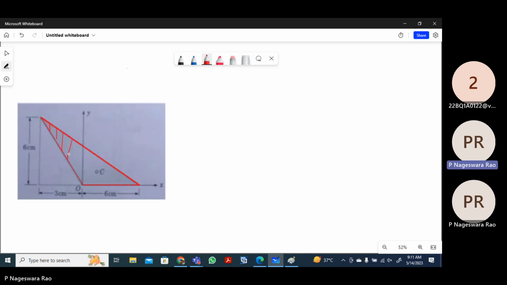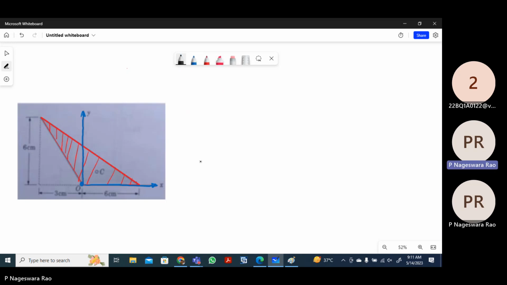It is not similar to our regular triangular shape, where the origin is given here. Now, the origin is here. This is the x-axis, and this is the y-axis. Now I want to calculate the centroid for this shaded area.